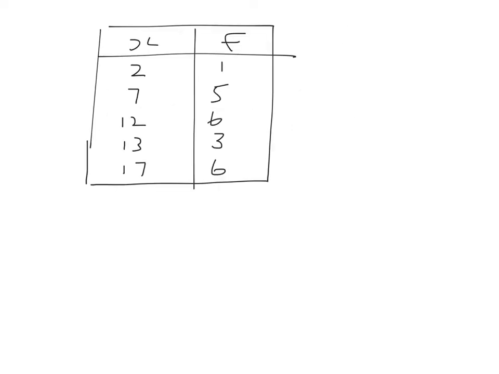What about if we have a frequency table and we've got the numbers 2, 7, 12, 13 and 17, and we've got 1 two, 5 sevens, 6 twelves, 3 thirteens and 6 seventeens. So the total number of numbers we have is 21, so n equals 21, so using (n plus 1) over 2 we get 11, so the median is the 11th number.